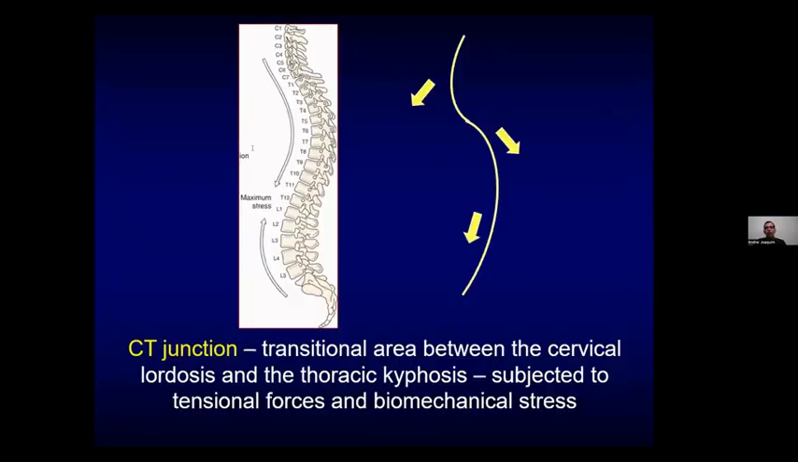And what we know now is that the cervical junction is of paramount importance to understand the alignment of the cervical spine. The cervical thoracic junction gives you the amount of lordosis you need to have.